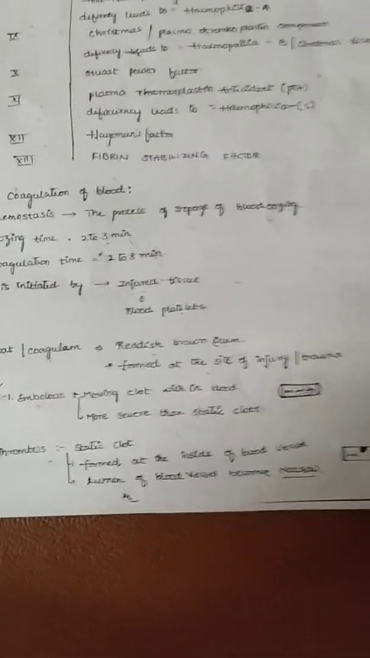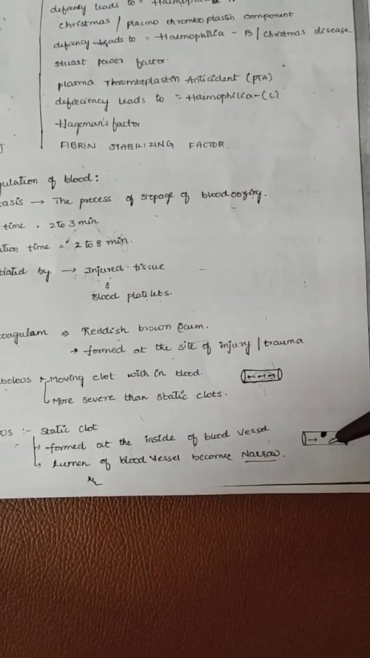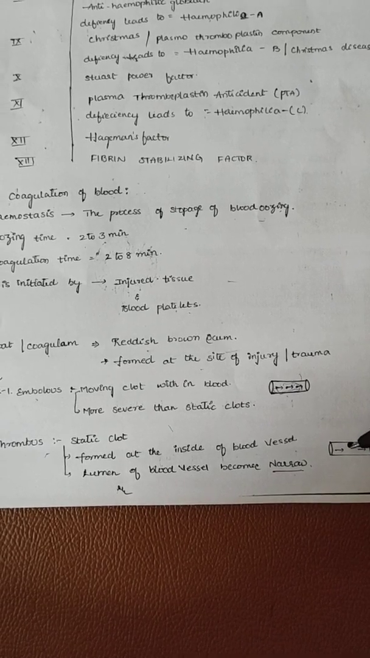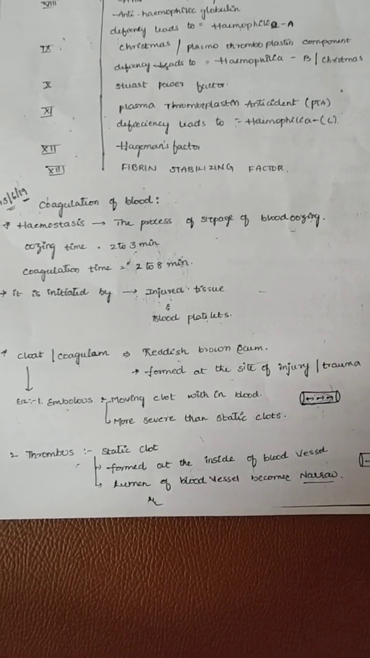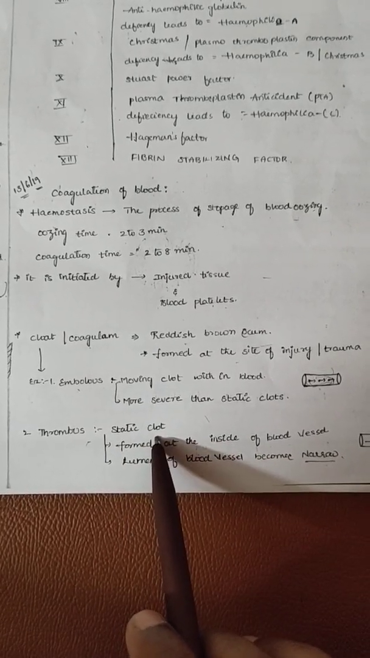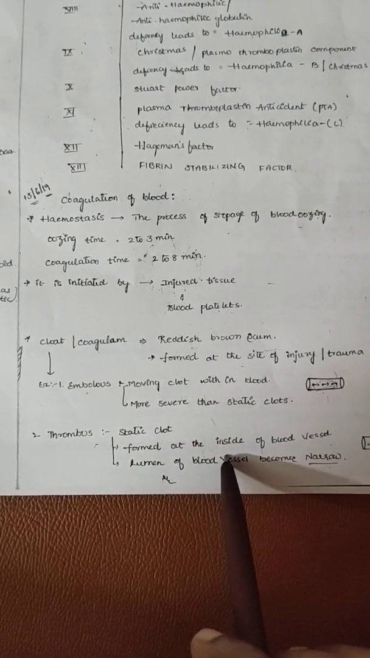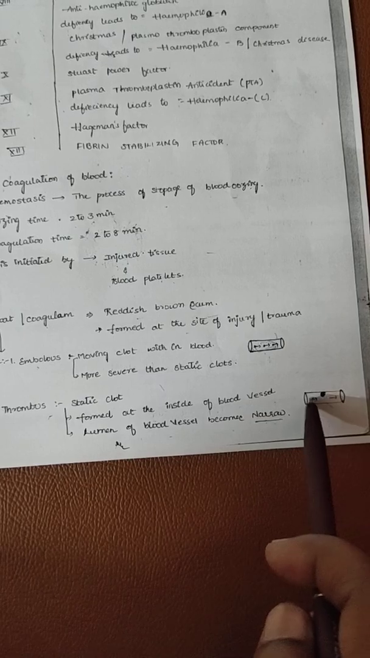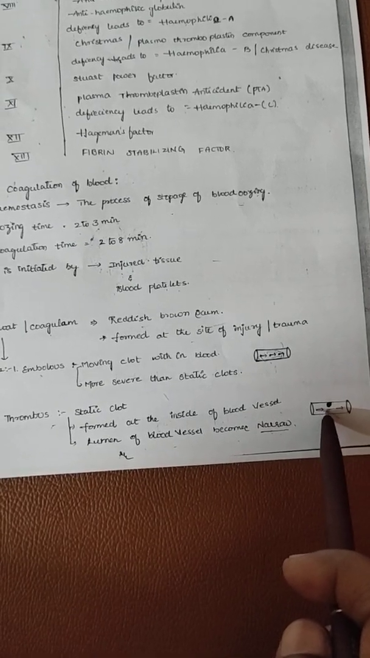Thrombus. Thrombus means the clot is present on the surface of the tissue, on the surface of the blood vessel. That is called a thrombus. That's why thrombus is a static clot, a temporary one formed inside the blood vessel. The lumen of the blood vessel becomes narrow. Here lumen means this cavity becomes narrow.